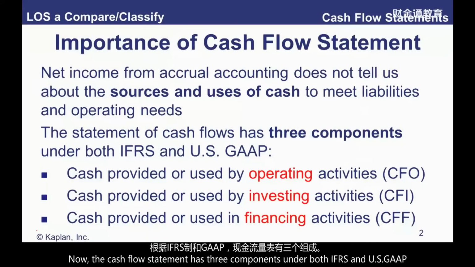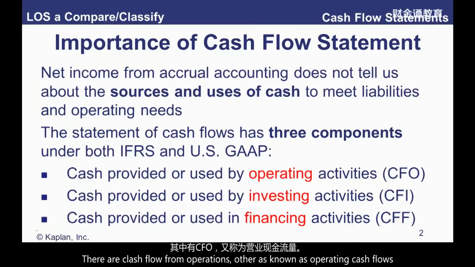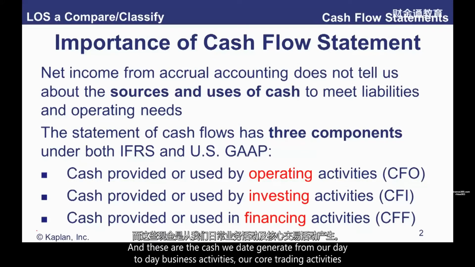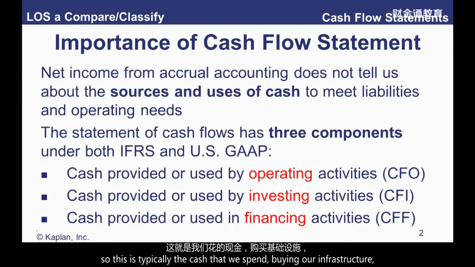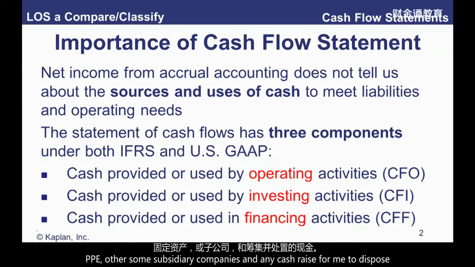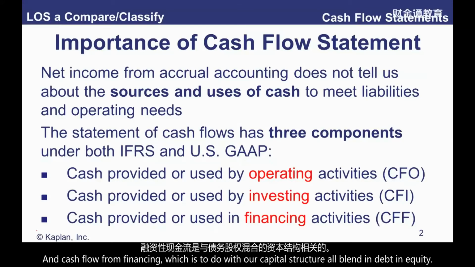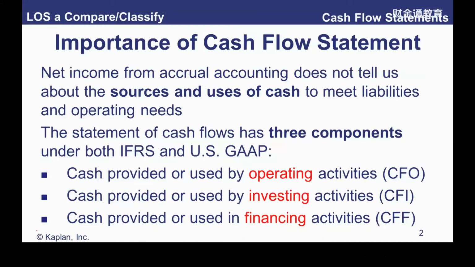Now, the cash flow statement has three components under both IFRS and US GAAP. They are cash flow from operations, otherwise known as operating cash flows, and these are the cash that we generate from our day-to-day business activities, our core trading activities. Cash flow from investing, so this is typically the cash that we spend buying our infrastructure, PP&E, other subsidiary companies, and any cash raised when we dispose. And cash flow from financing, which is to do with our capital structure, our blend of debt and equity.